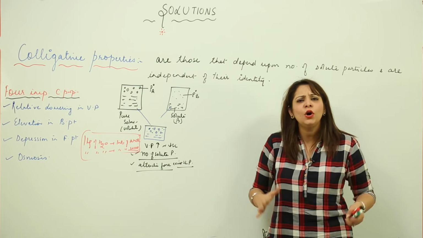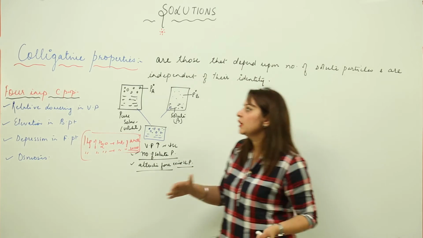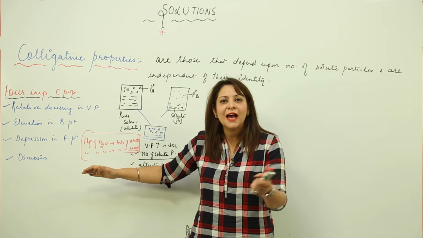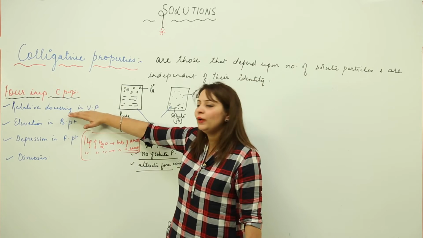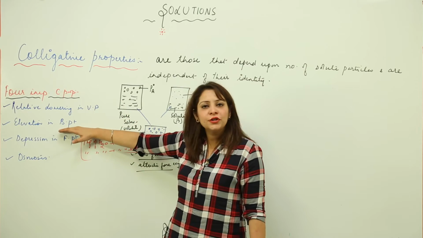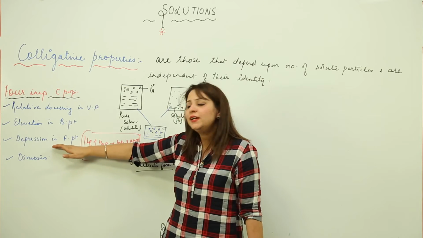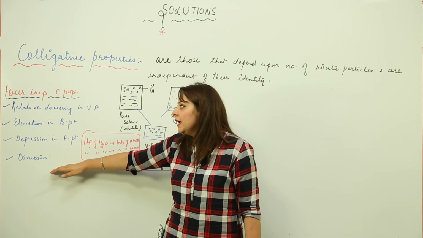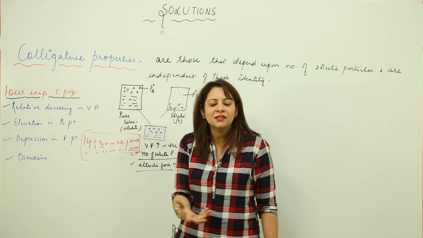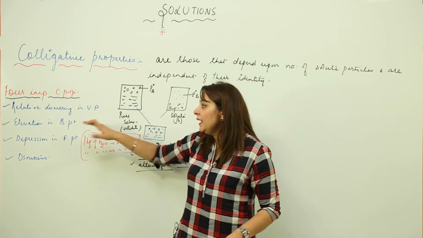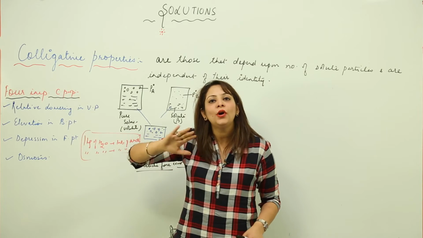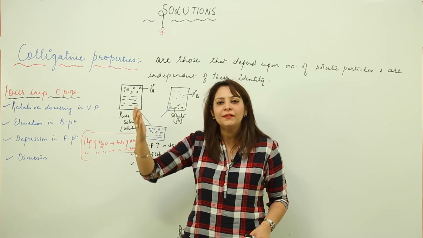You have 4 important colligative properties in your syllabus: relative lowering in vapor pressure, elevation in boiling point, depression in freezing point, and osmosis. Relative lowering in vapor pressure, I think it is clear from the name, means the vapor pressure is getting lowered. Elevation in boiling point means the boiling point is rising up from the normal level.